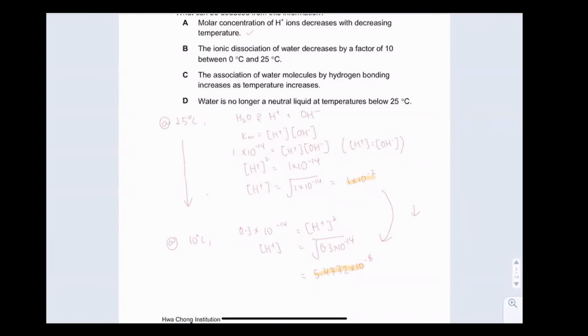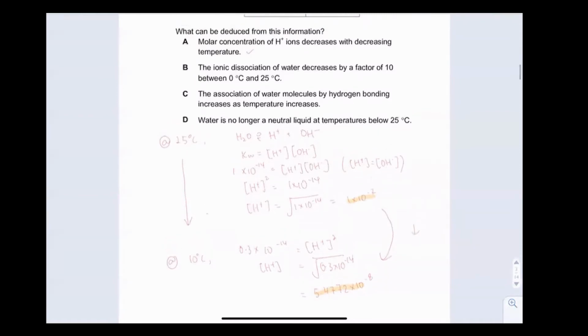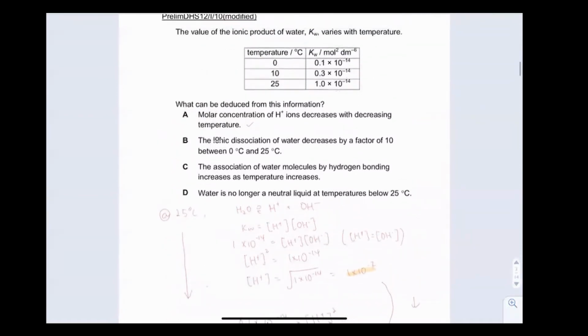The ionic dissociation of water decreases by a factor of 10 between 0 and 25 degrees Celsius. So let's take a look at the table. From 10 to 25 degrees Celsius, there is an increase in temperature and the Kw value increased by a factor of 10. So therefore, this is wrong. It should have been increased.